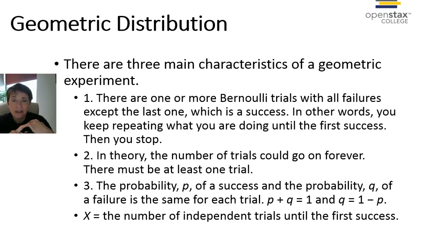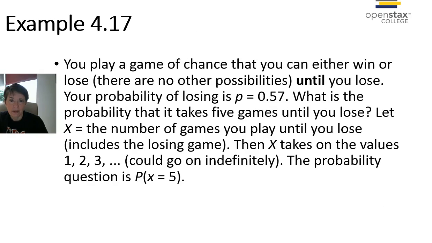The other one is, in theory, the number of trials could go on forever, and there has to be at least one trial. So if you never got a success, you could keep going with the trial, is what that means in theory. The probability of success and the probability of a failure are the same for each trial. It's not going to change. It's not dependent on what happened last time. And X is the number of independent trials until the first success. So it does not count that last one, it just counts those failures until you get to the first success. So that is a geometric distribution.